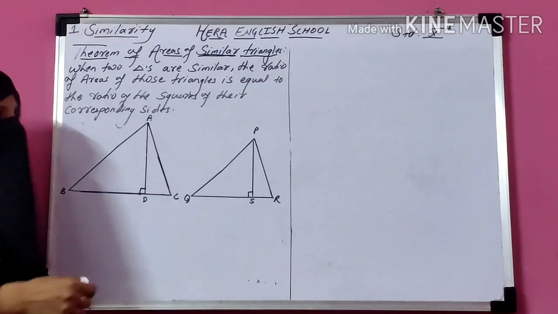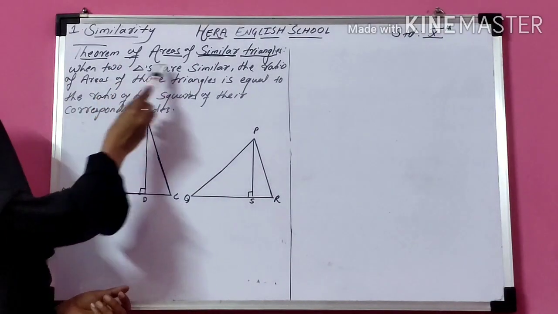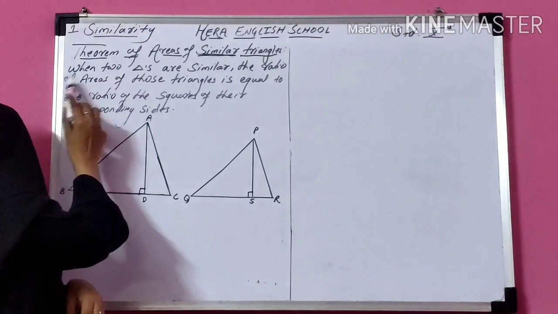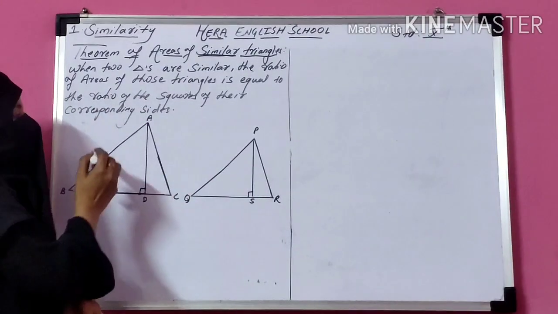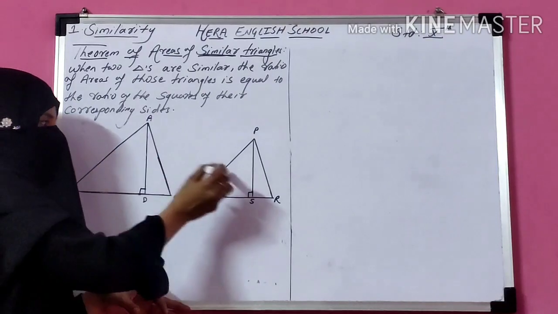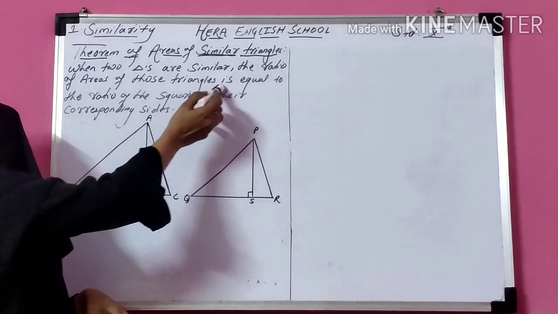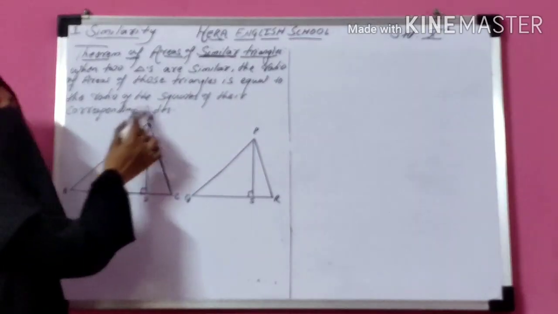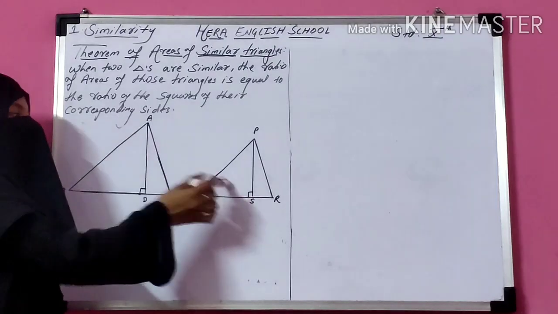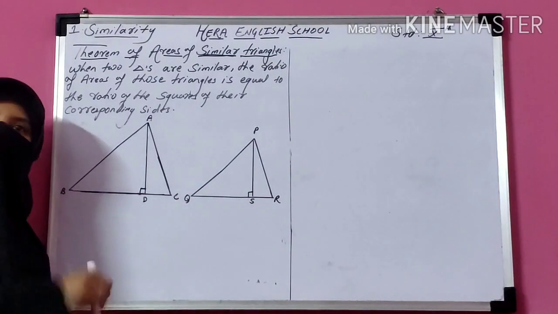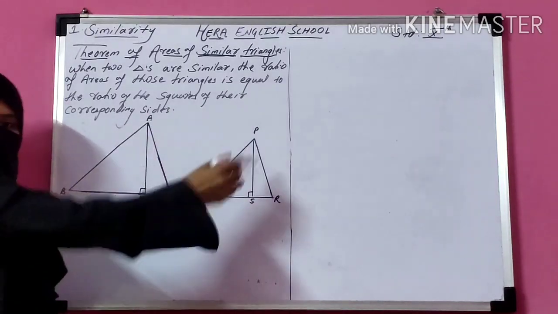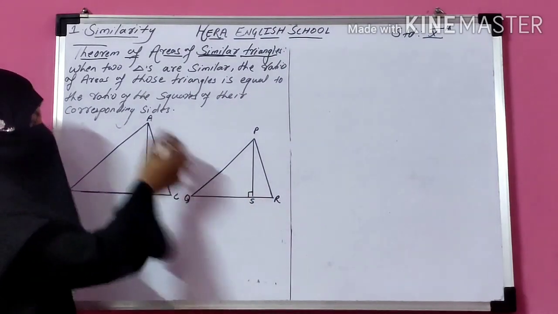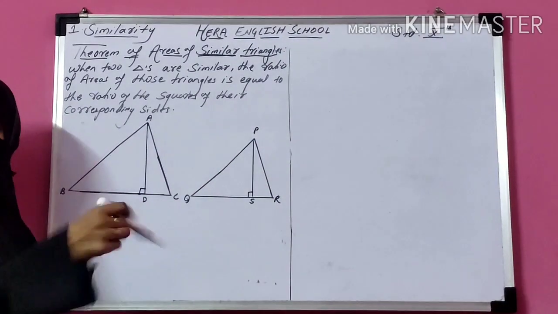of areas of two triangles. The statement of this theorem: when two triangles are similar, the ratio of areas of those two similar triangles is equal to, or we can say proportional to, the ratio of the square of their corresponding sides. That is, the ratio of areas of those two similar triangles is equal to the square of corresponding sides. So corresponding sides here are AB, PQ, BC, QR, AC, PR. Okay, these are the corresponding sides.